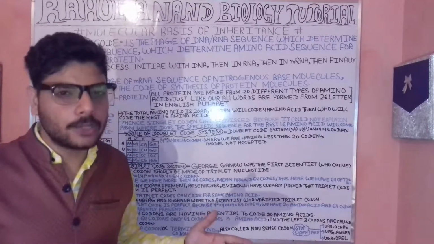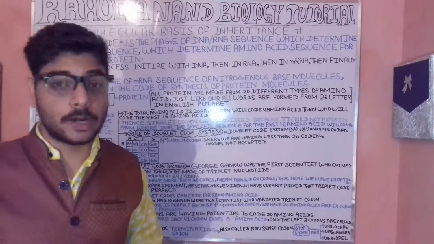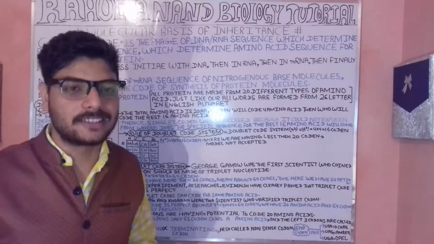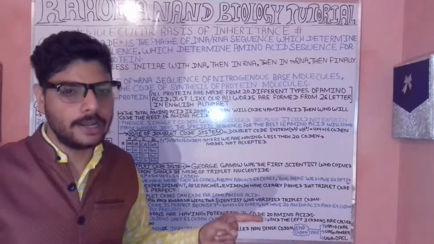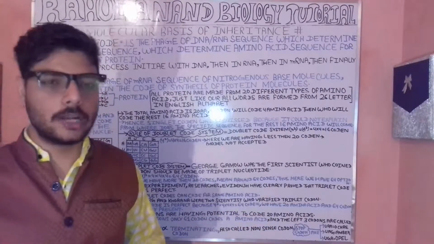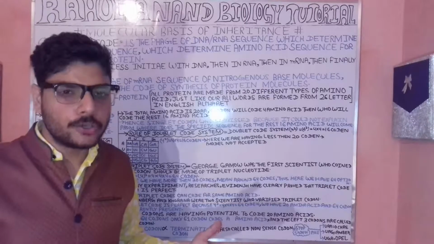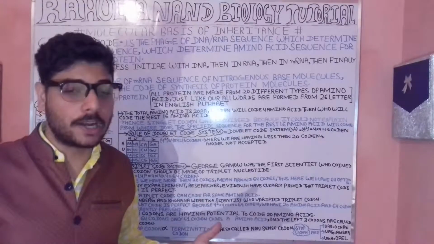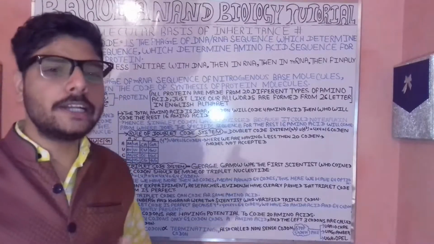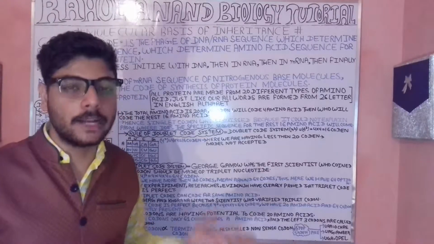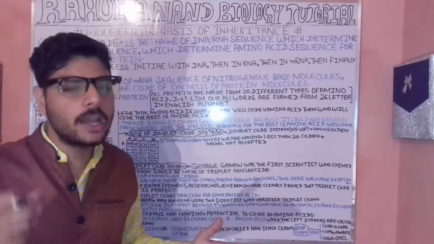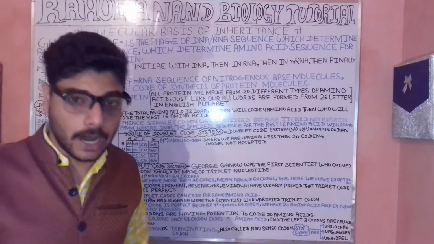Of course, what are the different types of codon rules? We have the singlet codon rule, the doublet codon rule, and the triplet codon rule. The singlet codon rule tells us that one codon will code for one nitrogenous base.